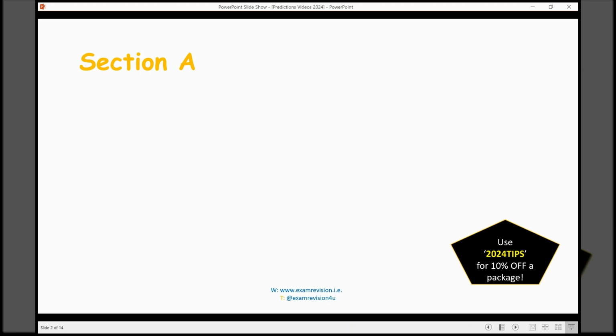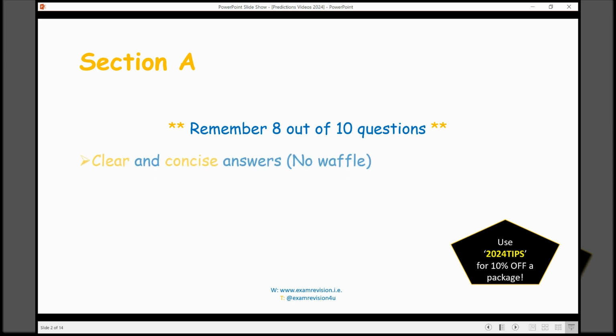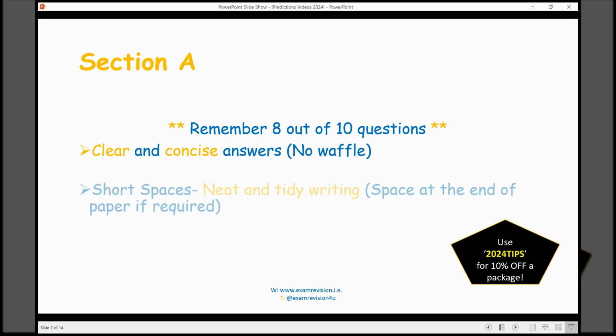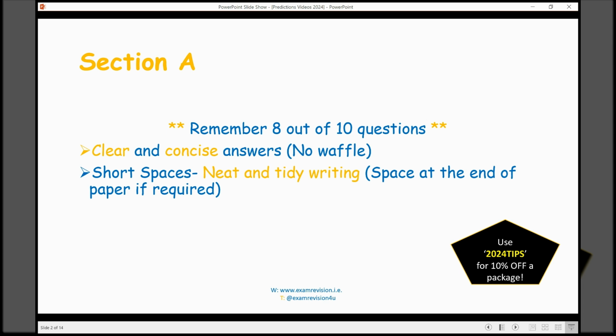So section A is your short answer questions. This year again, you have 8 out of 10 questions that you must answer. Now I would recommend doing all 10 and be marked on your best 8. So these are short answer style questions. So clear and concise answers, no waffle. Use the SEE method: state, explain, and example.